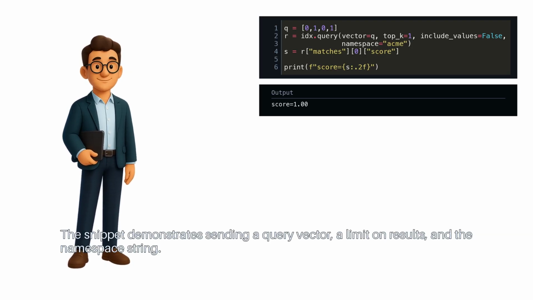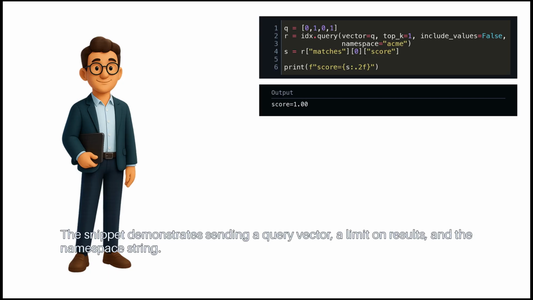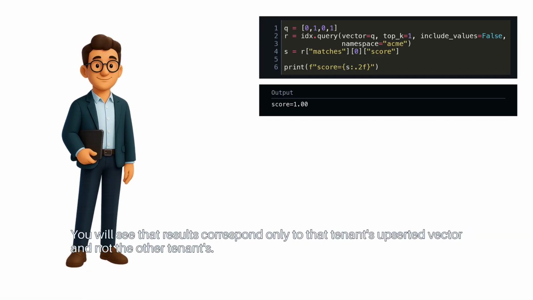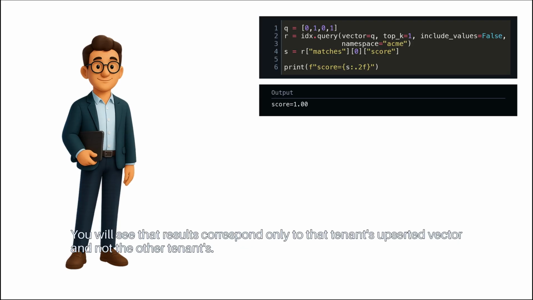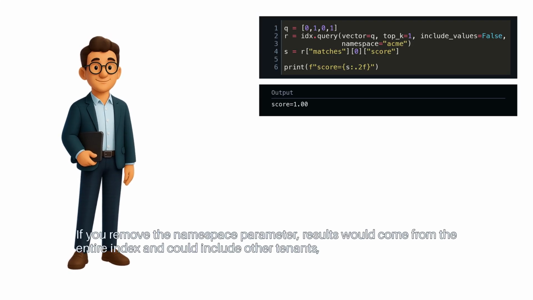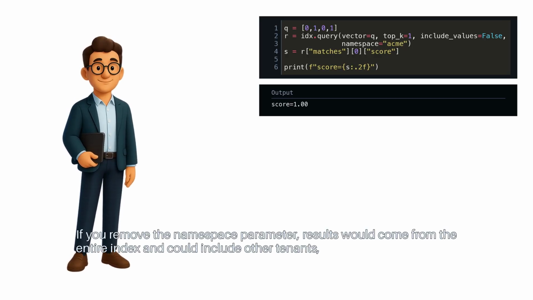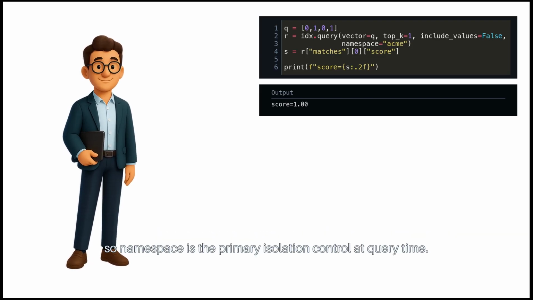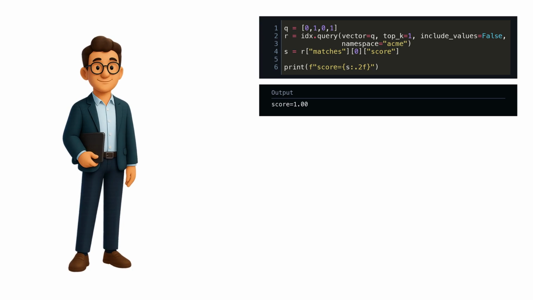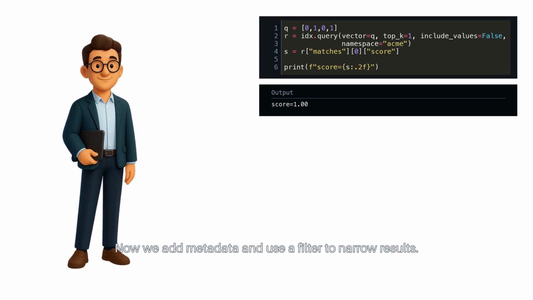The snippet demonstrates sending a query vector, a limit on results, and the namespace string. You will see that results correspond only to that tenant's upserted vector, and not the other tenants. If you remove the namespace parameter, results would come from the entire index and could include other tenants. So namespace is the primary isolation control at query time. Now, we add metadata and use a filter to narrow results.